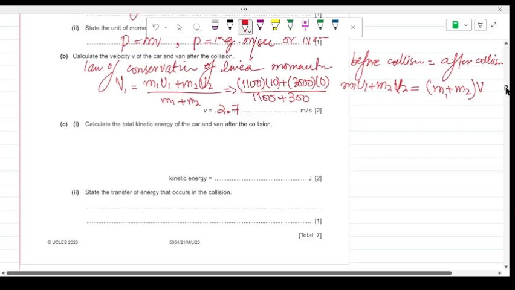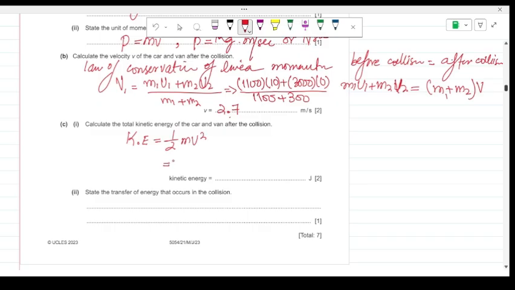Calculate the total kinetic energy of the car and the van after the collision. After the collision, we have to use this velocity, and we can calculate with the help of the formula, which is equal to 1 upon 2 m v squared. So we have to use both masses, because after the collision the objects have a common velocity, and this common velocity contains the masses of the two objects.